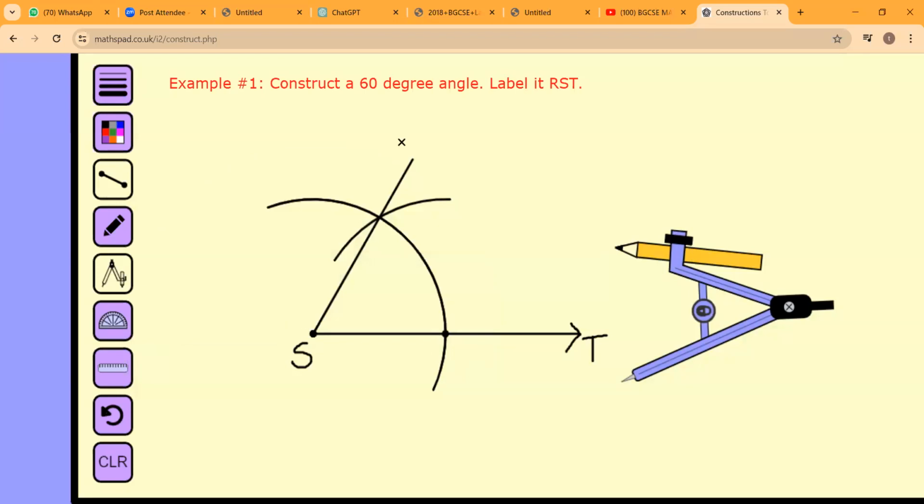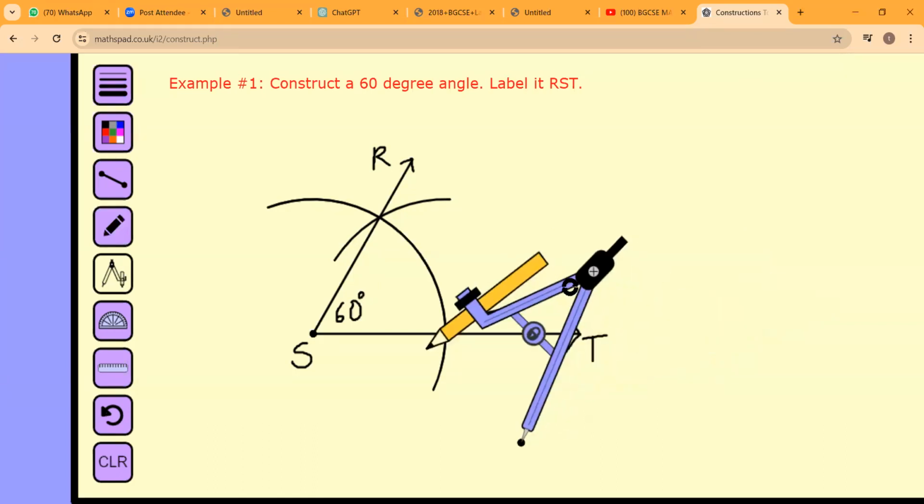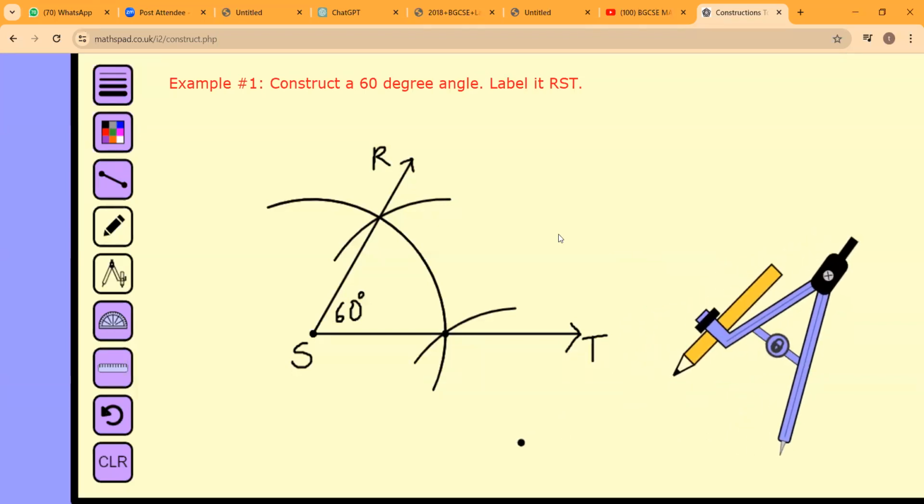They want it to be labeled RST. So let's call this R. So this is RST, and we're going to put 60 degrees in the middle to label our angle. Okay, and so that's how we construct using a compass and a ruler the angle RST. That's example number one. So that's how we construct a 60 degree angle using a compass and a ruler.